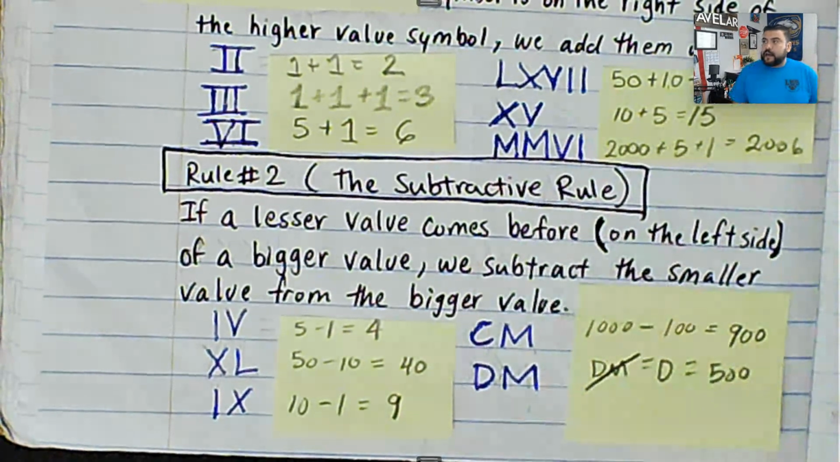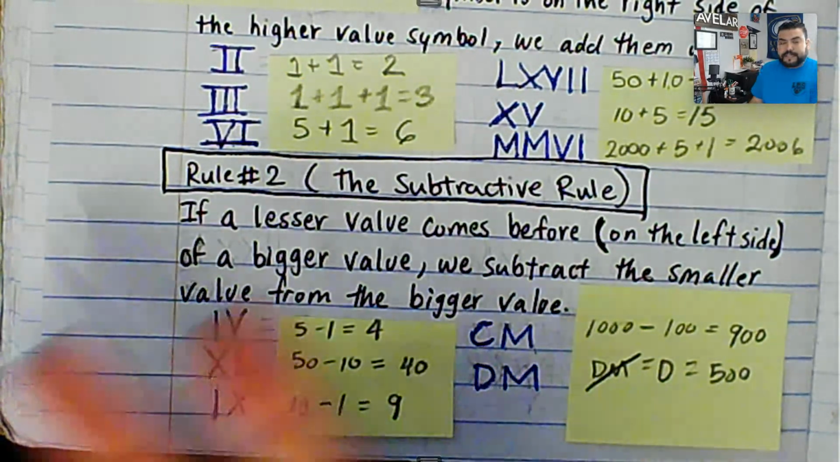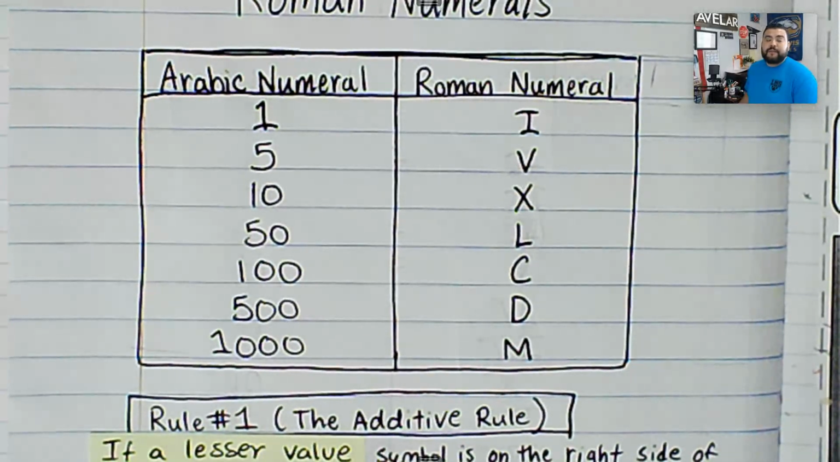All right. So now you should be an expert at Roman numerals. It's fairly simple. It's just knowing these two rules and knowing what the symbols represent.